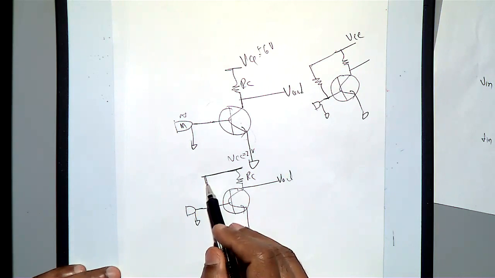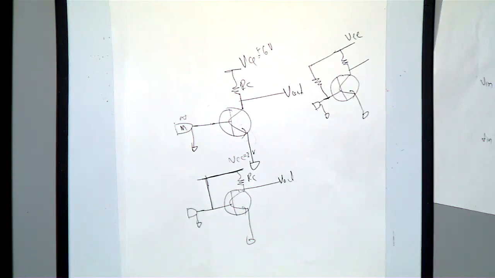So what is the problem with this one? Why can't we connect like this? If you short to the voltage source, that is correct. Then I've got another question for you. What will happen?